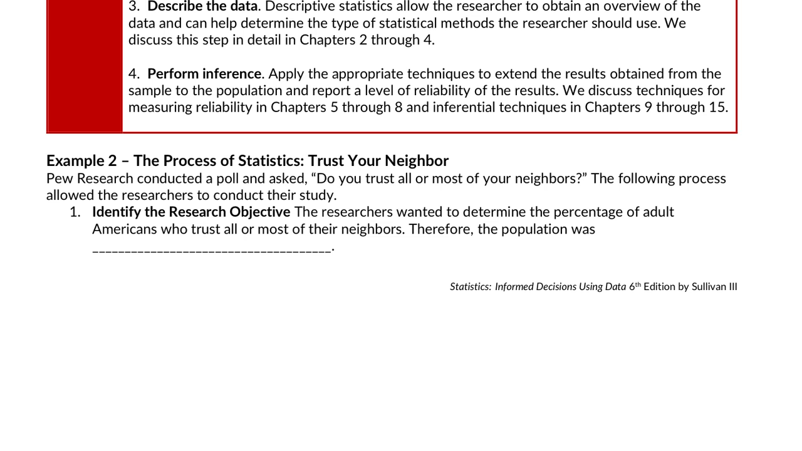Therefore, the population was what? What is the population? All of what? Adult Americans. All adult Americans. We're trying to have some inference on all adult Americans, whether they trust their neighbor.